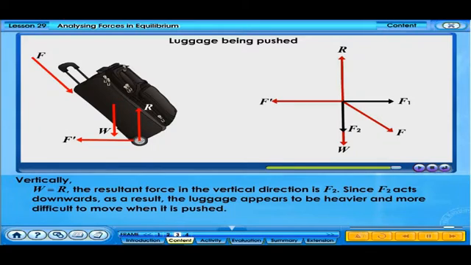Vertically, W equals R. The resultant force in the vertical direction is F2. Since F2 acts downwards, as a result, the luggage appears to be heavier and more difficult to move when it is pushed.